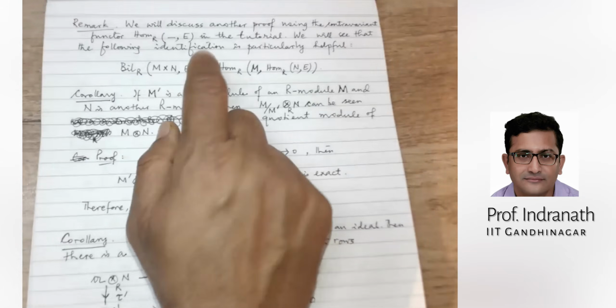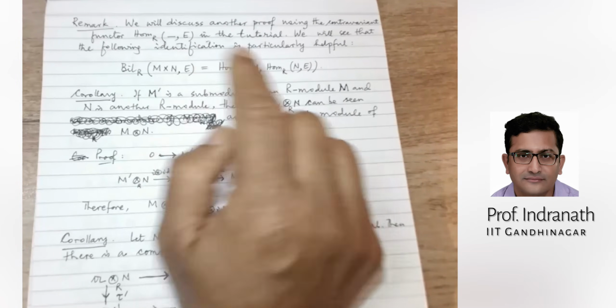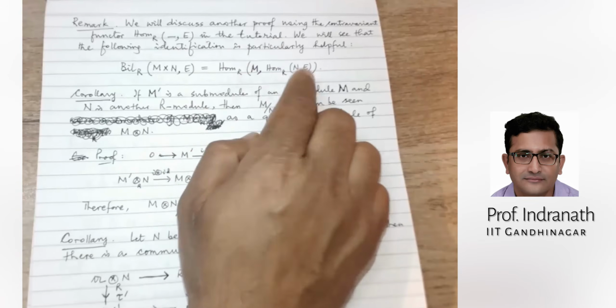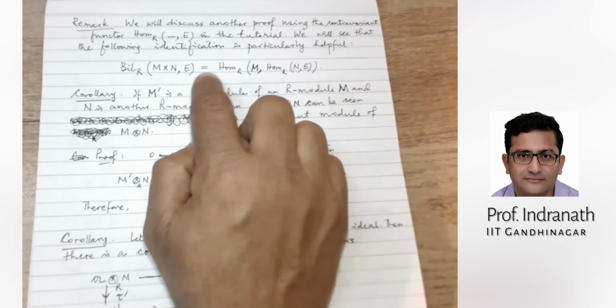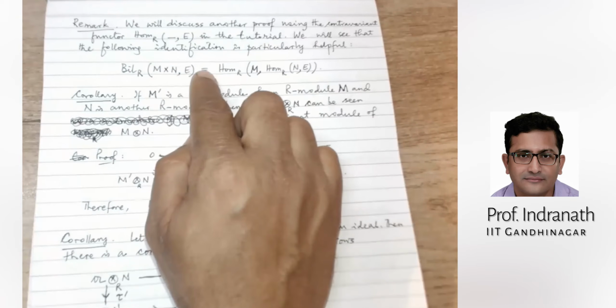A bilinear map from M cross N to E gives rise to a unique linear map. So it is a linear map from where to where? It gives rise to a linear map from the tensor product to E, right?